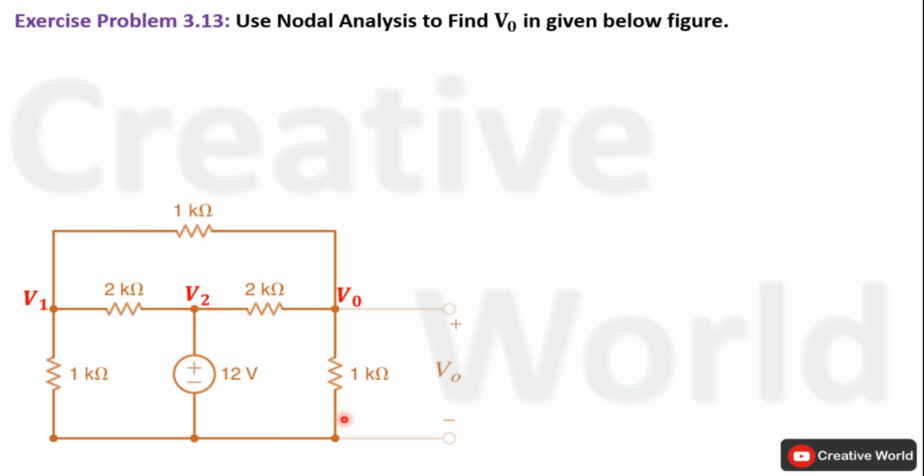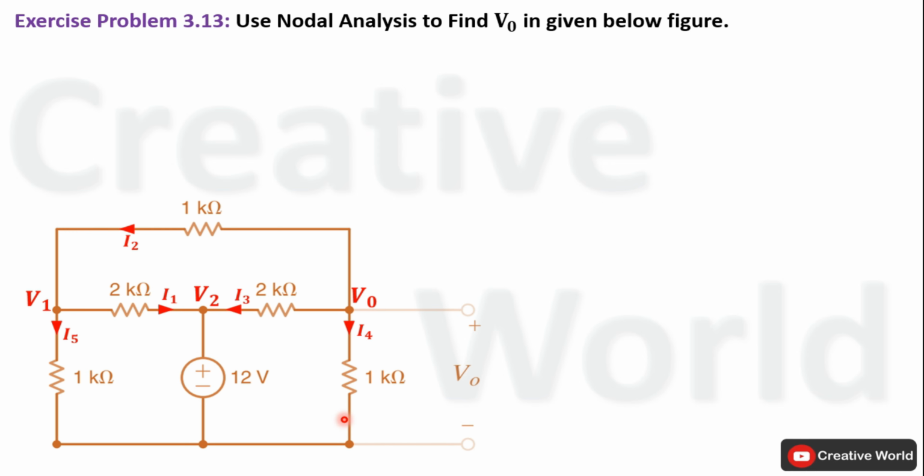In the third step, we have to assume all unknown branch currents along with their directions in the network. Now we will apply Kirchoff's current law one by one on these 3 nodes to find out their respective voltage equations. We will start from here. On this node, one current is entering, I2, while 2 currents are leaving, I5 and I1. Entering current is taken with a positive sign while leaving currents are taken with a negative sign.